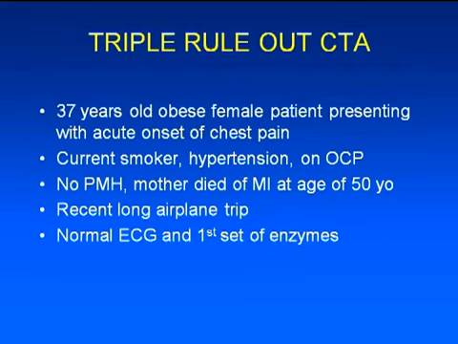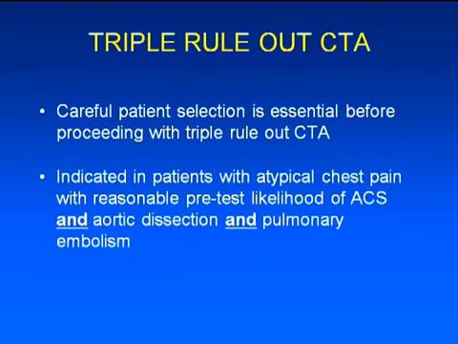That's the ideal patient. She has risk factors for the 3 diseases, and you want to rule out the 3 diseases, so instead of doing 3 tests, you just do 1 test and rule out everything. So it's essential to have a careful patient selection. It's indicated in patients where they have atypical chest pain and you are suspecting they have a reasonable pretest likelihood of having any of the three diseases.